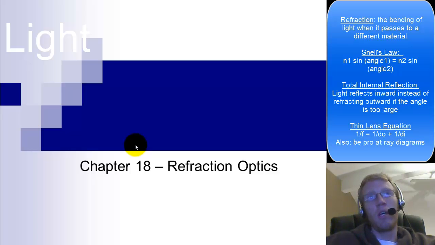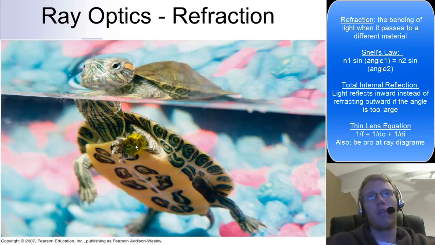And so now we're going to move on and look at how light behaves when it passes from one material into a second material, and this is called refraction.